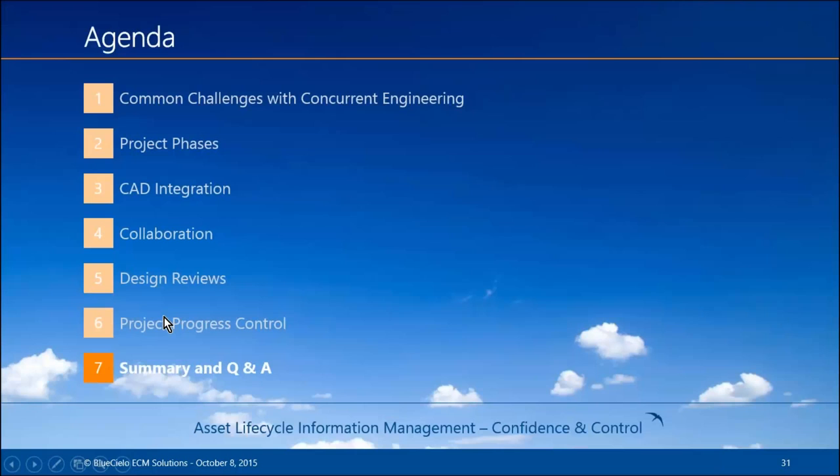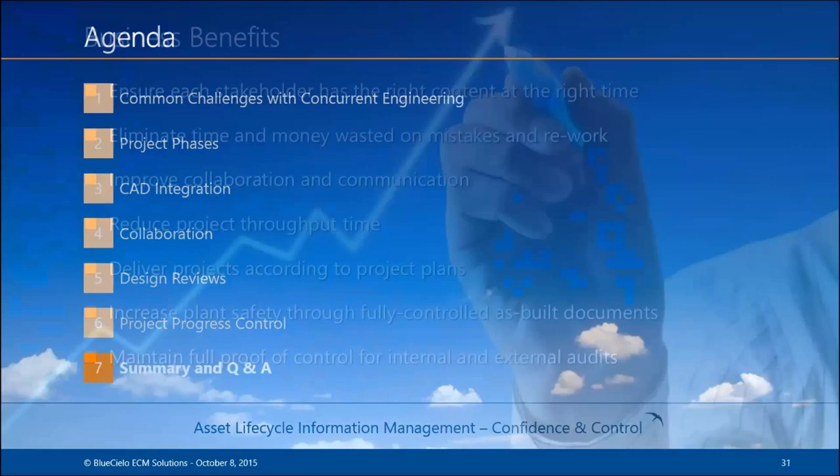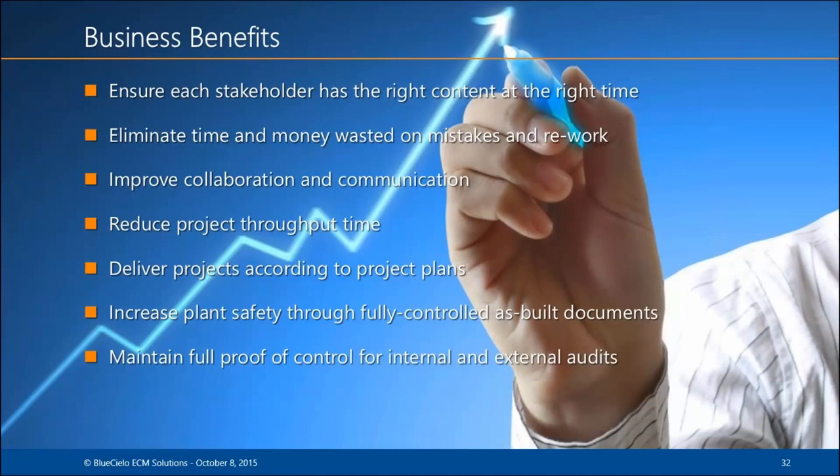And what I'm going to do now is just pause for a second and summarize our discussion so far, and we'll dive into a Q&A. So with the use of Bluecello's concurrent engineering functionality, you can ensure that the stakeholders have the right information at the right time in a way that they can use it. I'm going to go ahead and jump through a couple of these. This one talks about how you can improve the way you exchange data and documents with contractors. We can ensure that the project is delivered according to plans and maintain full proof of control of project deliverables. And this is very important for internal audits and also for external audits by regulatory bodies.